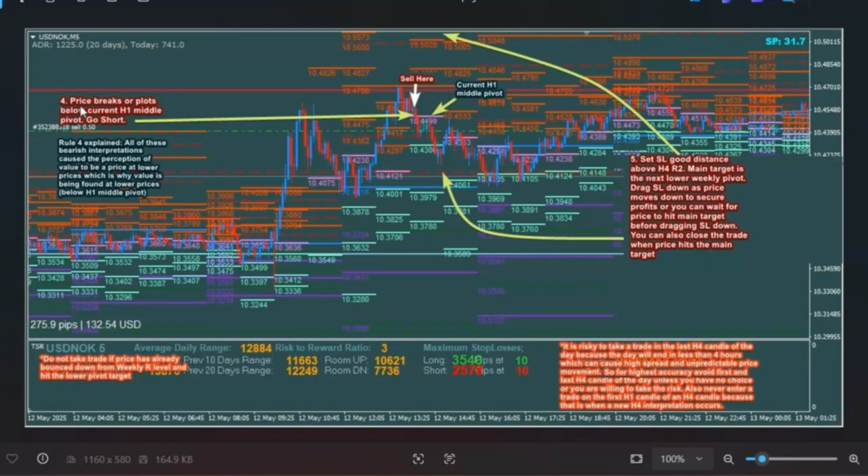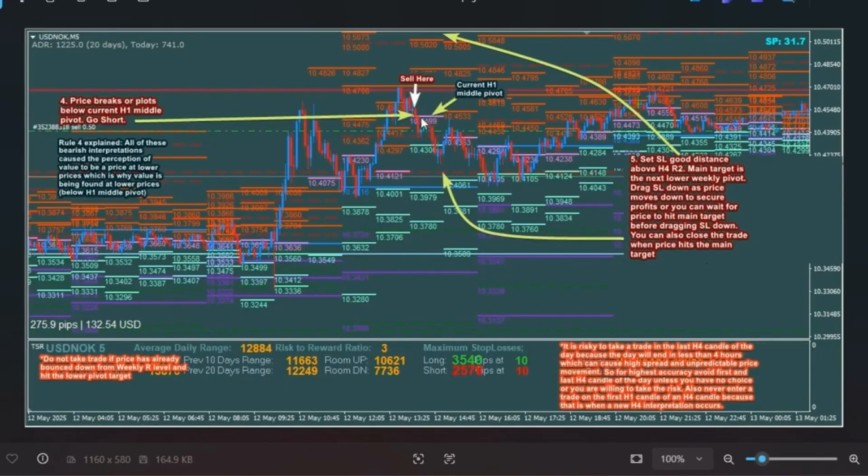Rule number 4, price breaks or plots below current H1 middle pivot, go short. You see the arrow pointing here, where price breaks below or plots below the H1 middle pivot, okay? And then you go short from there.